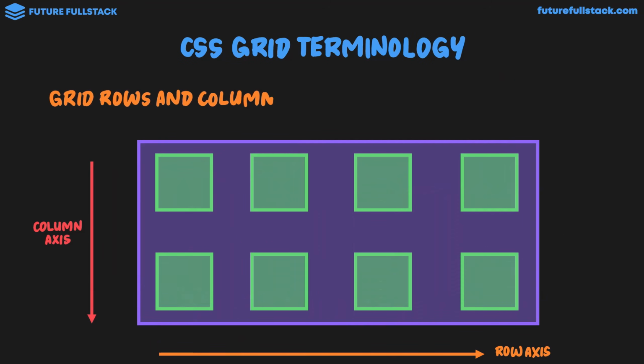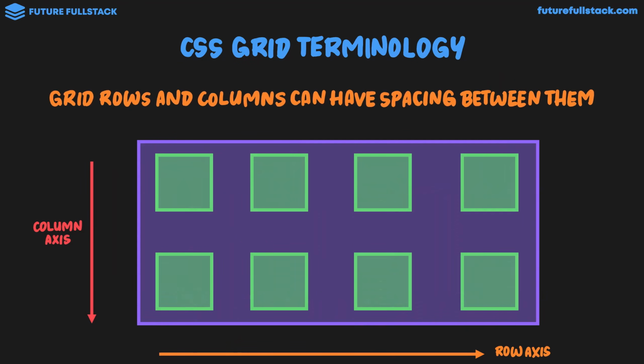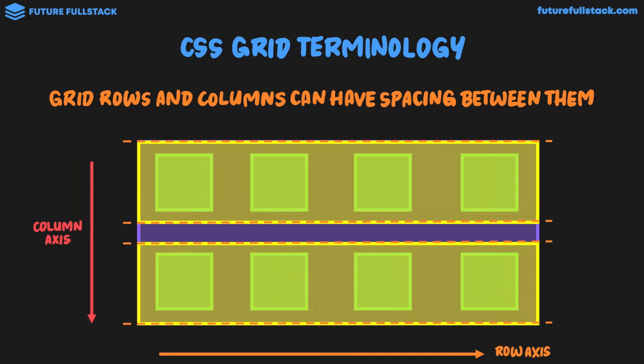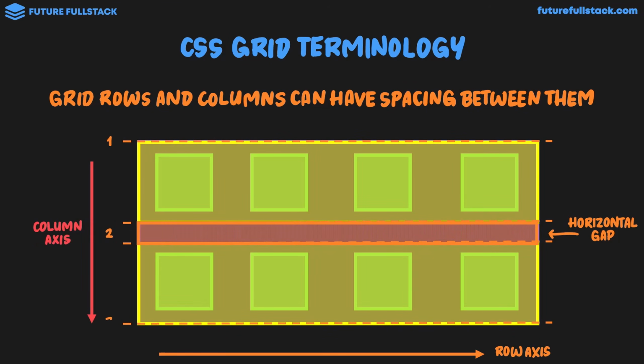Grid rows and columns can have spacing between them. So you just saw our grid container expand vertically and horizontally. We still have our horizontal grid lines and our same grid rows in yellow, but now we have some space between our grid rows. Labeling our grid lines, we have horizontal grid line 1, grid line 2, where there is now space between the grid lines, which we call horizontal gap. And then we have grid line number 3 on the edge of the grid container.